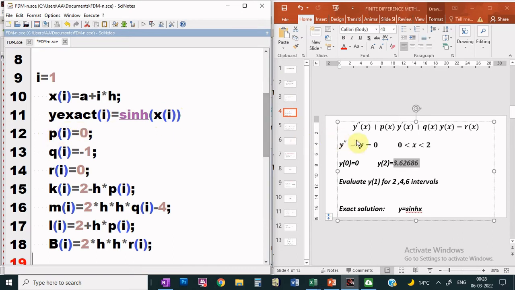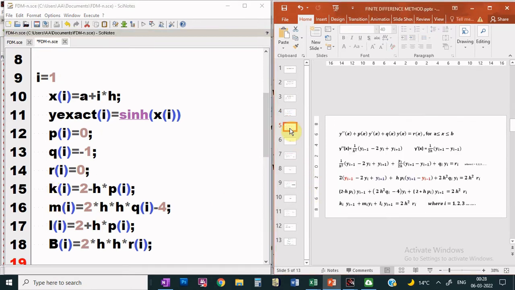Then p, we know from the given differential equation is 0, so we take pi as 0. So since i is 1, p1 will be 0. q1 for this case is minus 1, so we are taking this to be minus 1. r1 is 0, so we take this 0. And then we compute the values of k, m, and l. So these were the variables which we had from the differential equation. So k was 2 minus h pi. So we are declaring this k as 2 minus h p1.